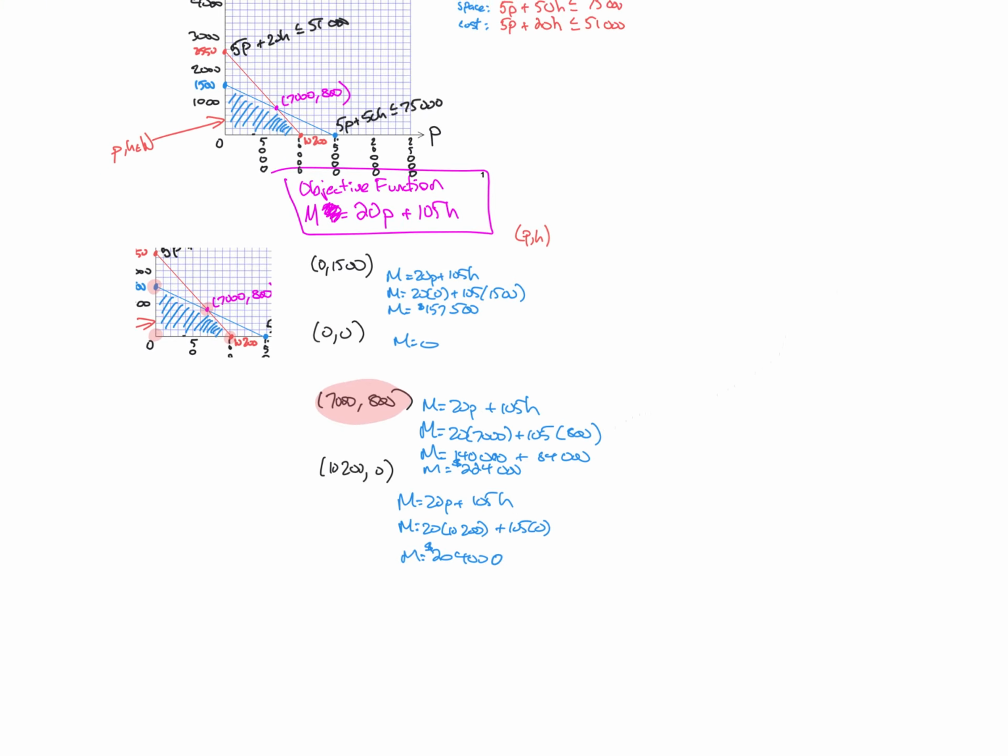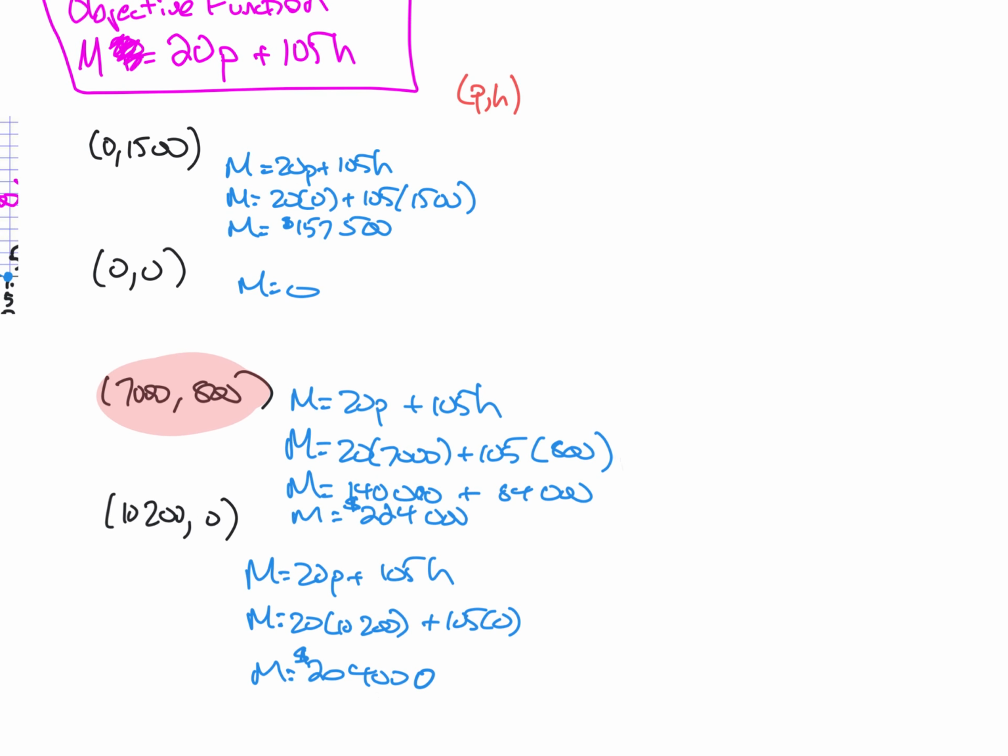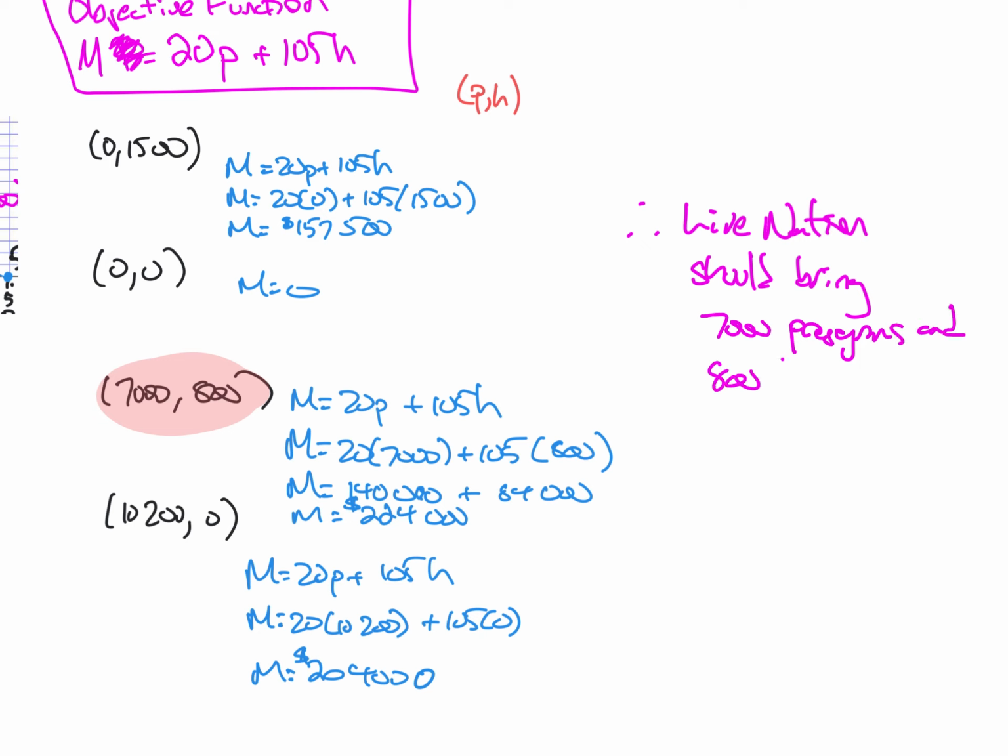So then we should make some kind of a therefore statement summarizing that. So let's go ahead and do that. Therefore, Live Nation should bring 7,000 programs and 800 hoodies to the Vancouver show. We don't have to put it in ordered pair.